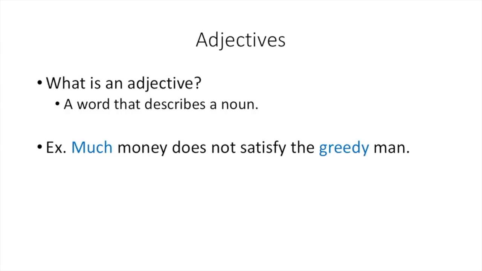Much describes money. It tells us the amount of money there is. There's a lot of money. And greedy describes the man. It tells us the type of person he is. He's someone who wants a lot of money.